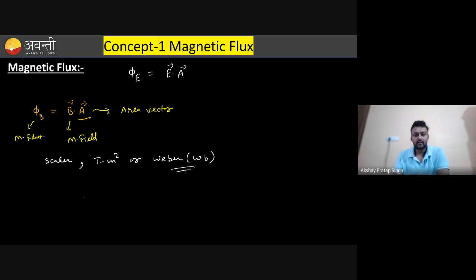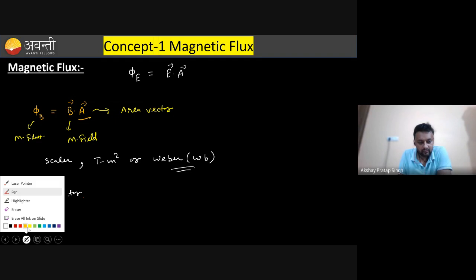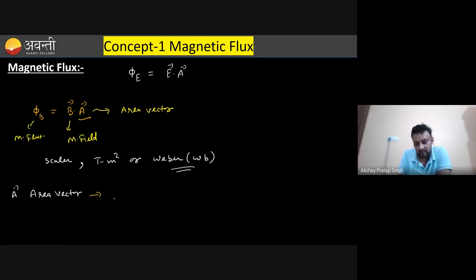Now again, the main question, what is the area vector? The area vector, which is A, we will take it normal, or you can say perpendicular, to the plane of the loop.